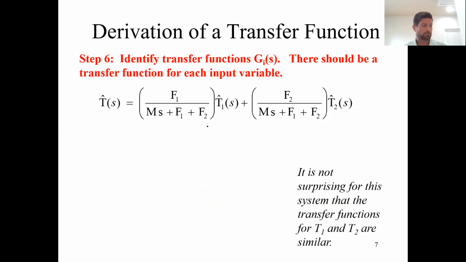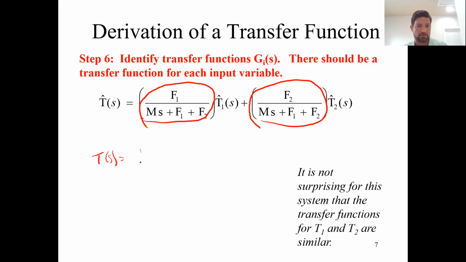All right, so that's, again, maybe summarized a little bit right here, kind of groups it together. Here is the one transfer function, here is the other transfer function. And so overall, what this says is that T(s) is equal to G1(s) times the input function T1, plus the second transfer function times the second input. And typically we just do this for a single input. This is a unique case.